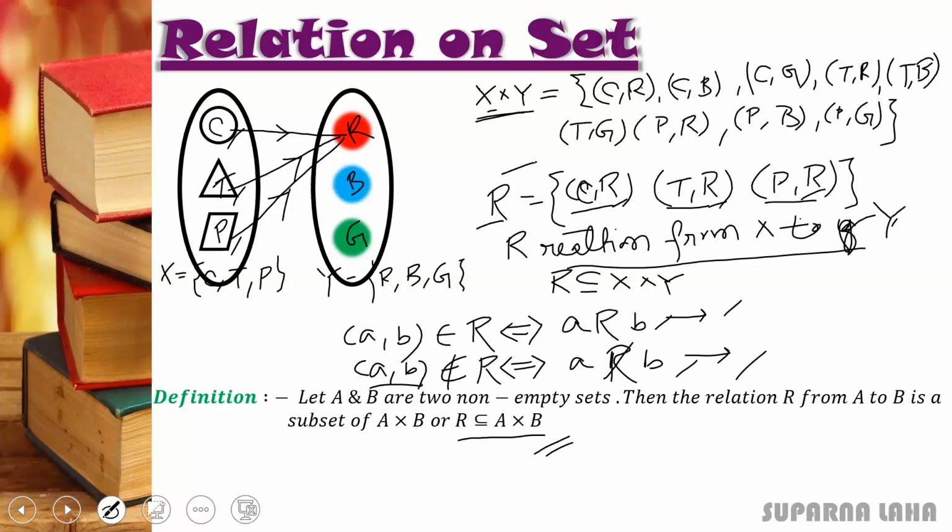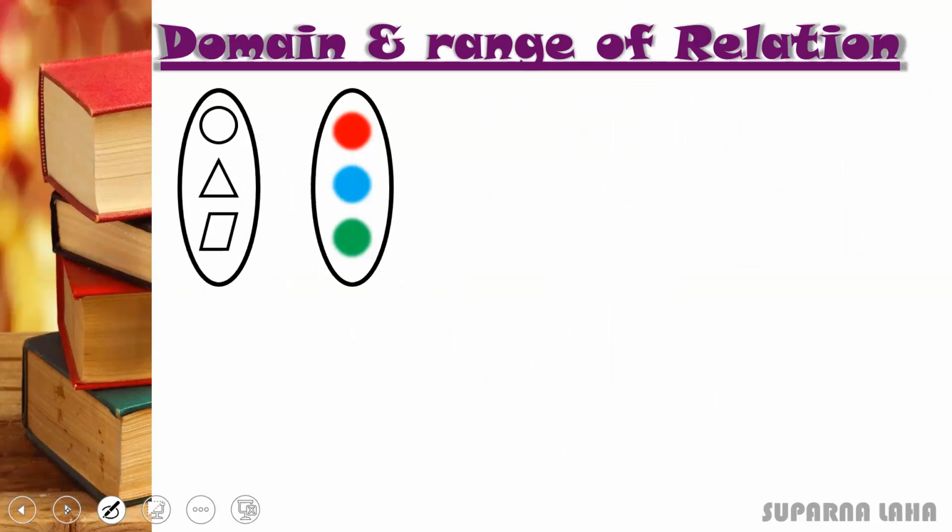So this R is a relation from X to Y and R is a subset of X cross Y, or A cross B, whichever you want to take. So next we move to the domain and range for this relation.